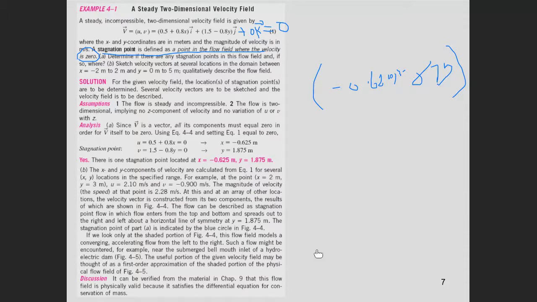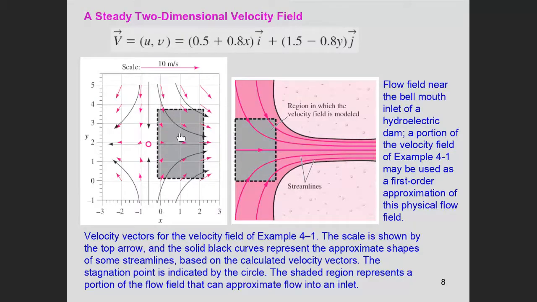And then he's asking you to sketch. If you sketch it, you can see that the stagnation point falls at x equal minus 0.65 and y equal 1.875. And then about this point, you can see the vectors move around it because here the velocity is equal to zero. So any velocity here comes to zero. So the velocity has to move away from it. Do you agree with me?